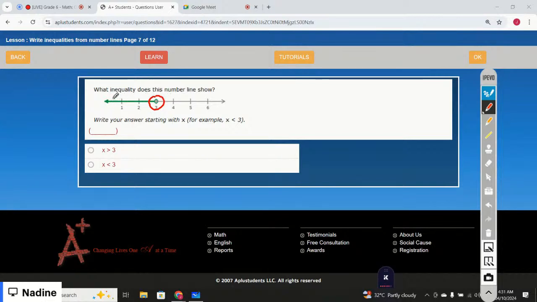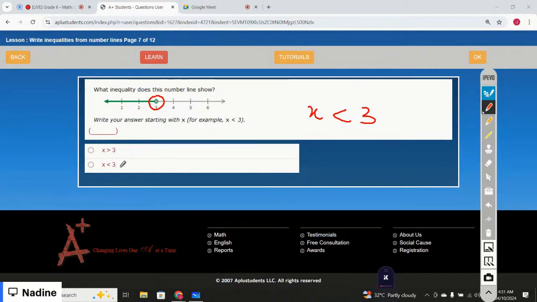On the left of 3, you have all the numbers that are less than 3. So that means the solution of the inequality is x is less than 3. And because 3 is the open circle, that means 3 is not included in the solution, so it says less than 3.